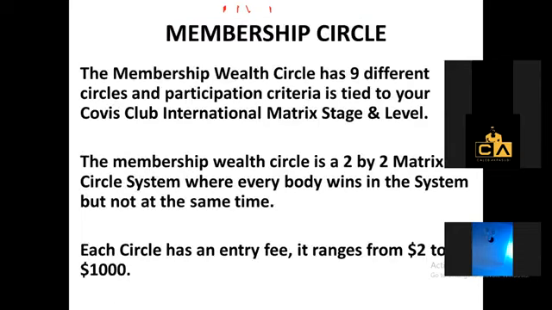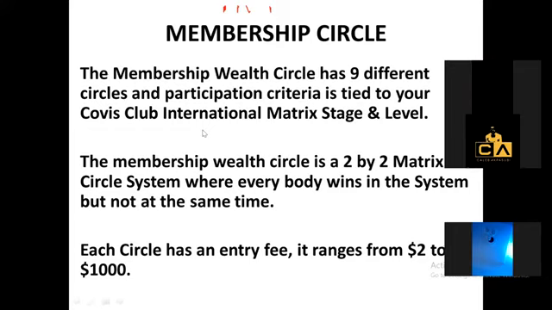Okay, good. Like I explained before, we have the membership profit circle. This membership profit circle has 9 different circles, and participation criteria is tied to your COVIS Club International matrix stage and level. I'm going to explain in a table in the next slide. Let me go over it again. The membership, we can call it wealth cycle or profit cycle, has 9 different circles or circle boards, and participation criteria is tied to your COVIS Club International stage and level.